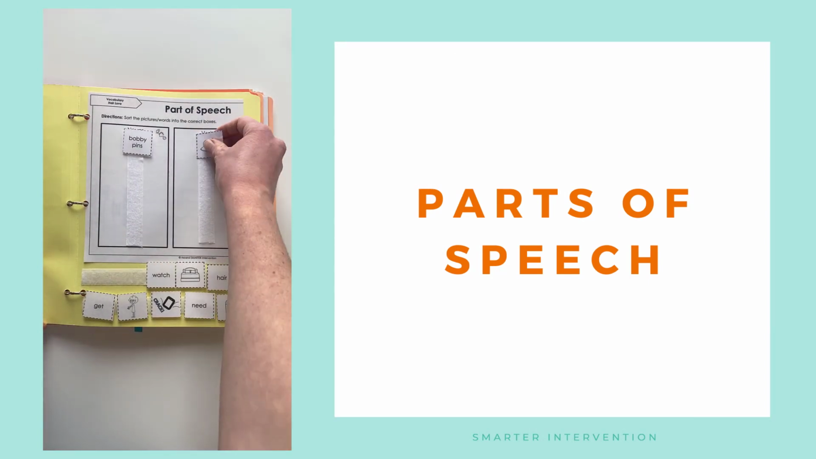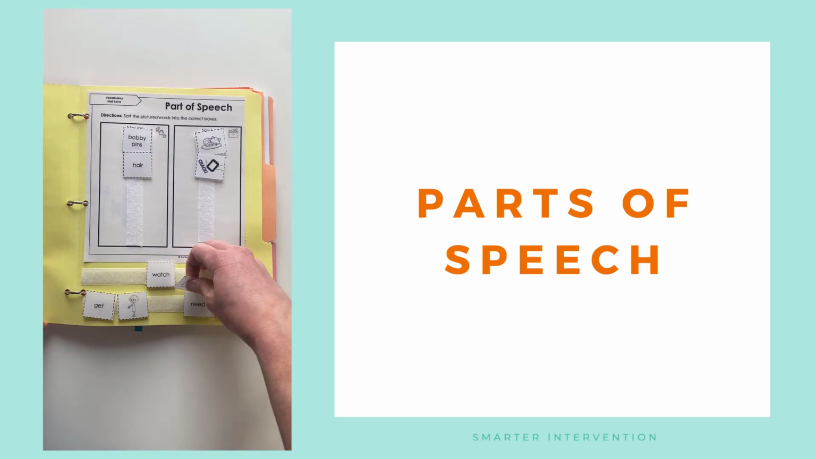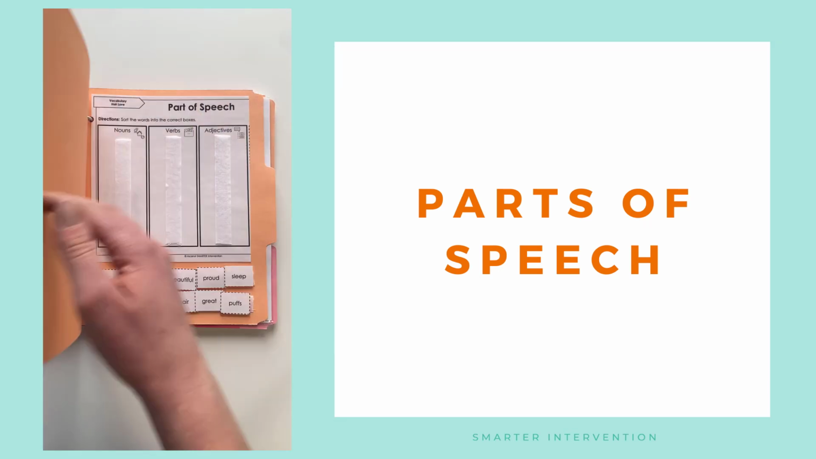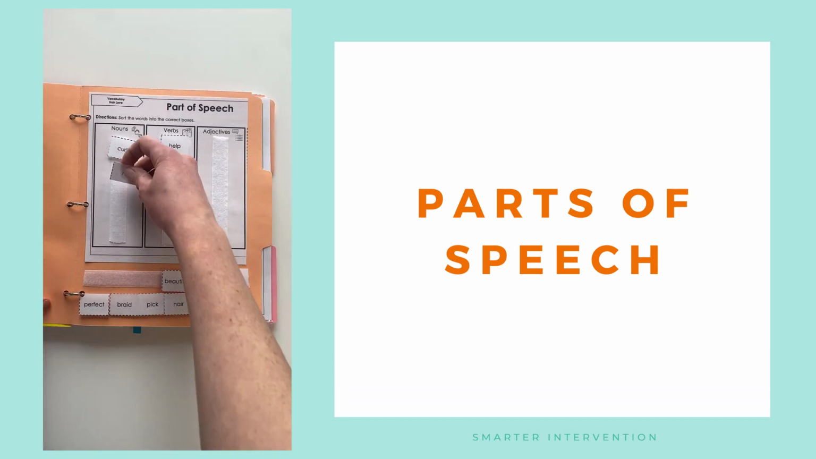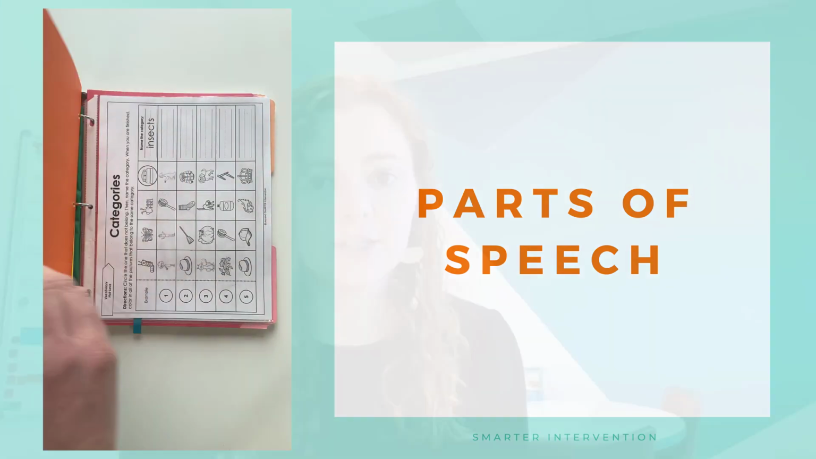So for Hair Love, we might use the words bed and shampoo, and have them sort those words into nouns or verbs, or nouns, verbs, and adjectives. We typically use the nouns and verbs for our younger kiddos that are just getting into parts of speech, but for our students that are more advanced or need a little bit more of a challenge, we'll throw in adjectives as well.